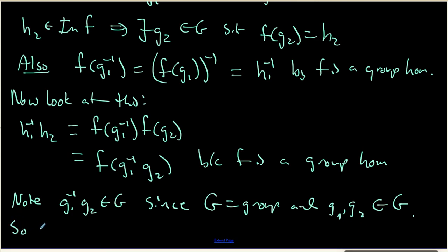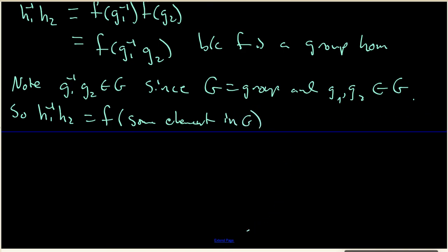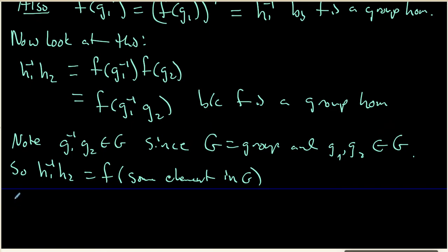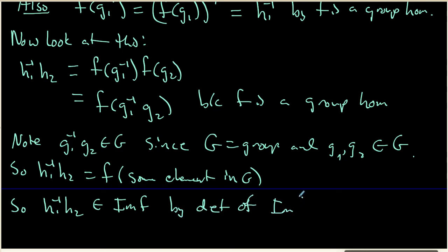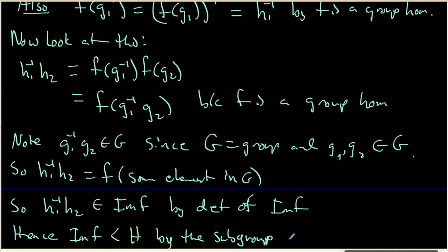So now what I have is that h1 inverse times h2 is f of some element in G. Well, what that says is that h1 inverse times h2 is indeed an element of the image of f by the definition of image, and hence we can conclude that the image of f is a subgroup of H by the subgroup criterion. And so at that point, we're now done.